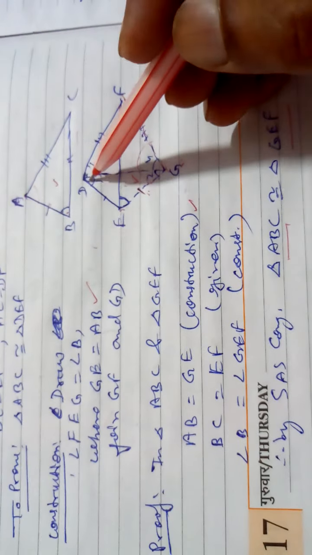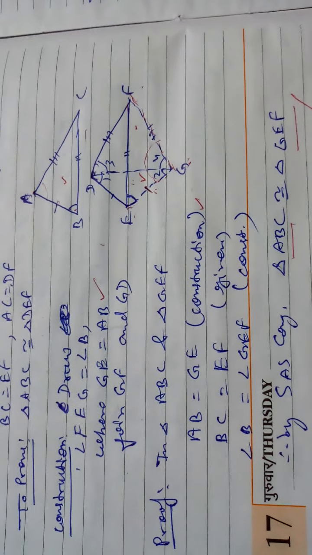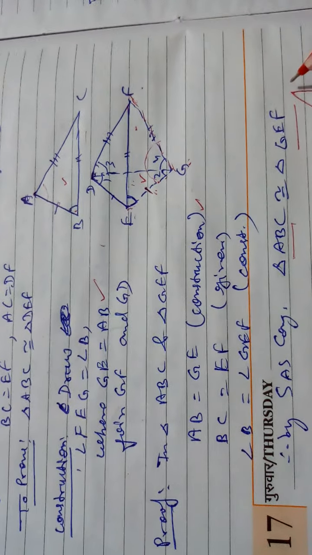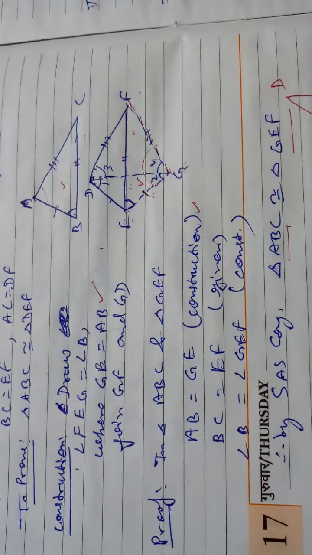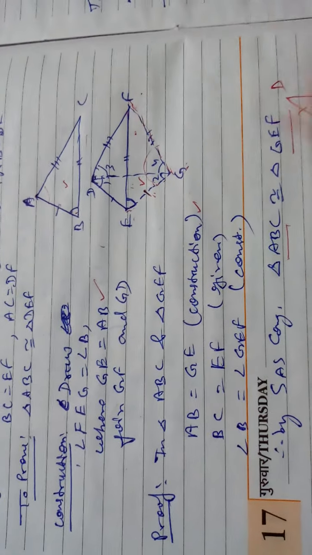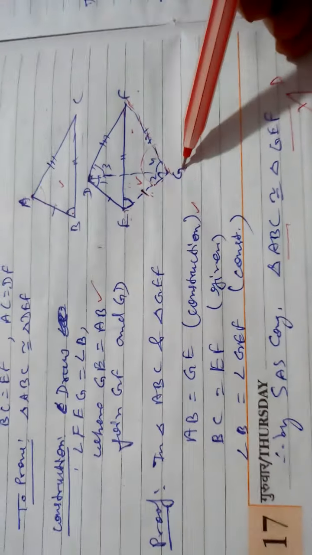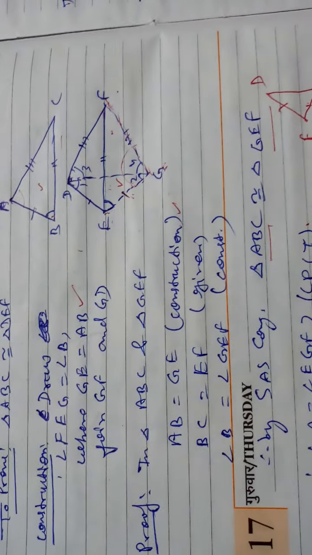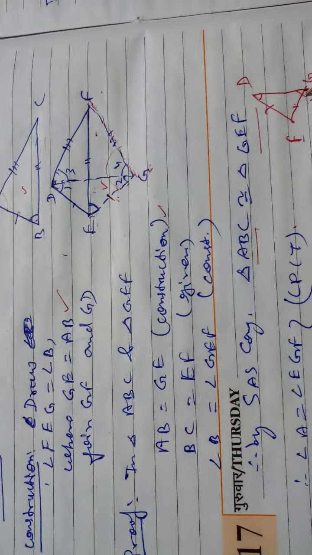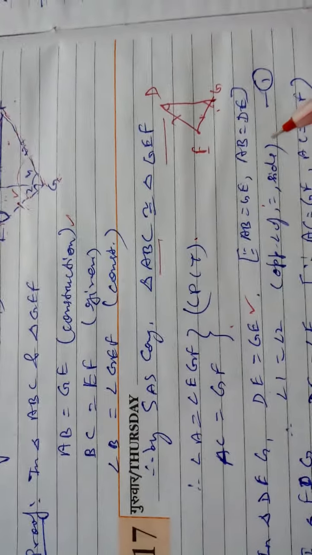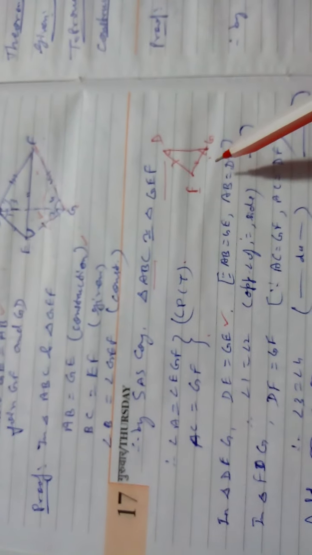Now we will take these two triangles. I am taking this triangle, what is this? DEG. In this, side DE is equal to GE, because AB equals DE is given and AB is equal to GE by construction. So by this we are getting DE equal to GE. So angle 1 is equal to angle 2.